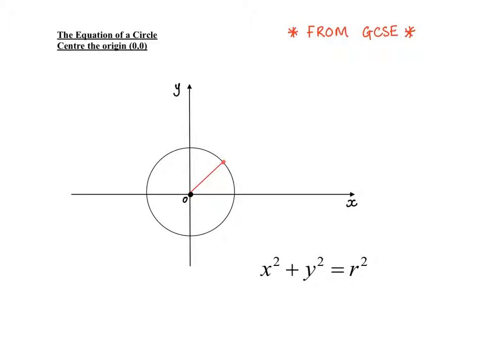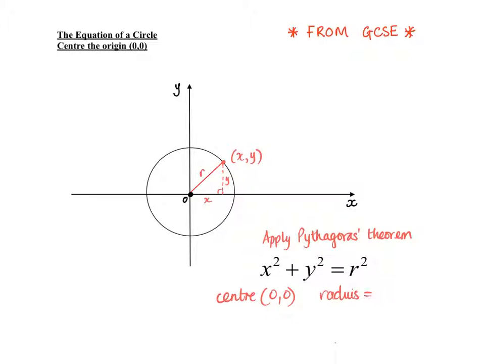So if this is a general point on the circumference, which is xy, and we've got a radius there, if we apply Pythagoras' theorem by dropping a perpendicular down there, that's y and that's x. So if we apply Pythagoras' theorem, then that's what we get. X squared plus y squared equals r squared. And this describes, because it is a loci as well, the path of xy around the circumference of that circle. So the centre is 0, 0, and the radius is equal to r.